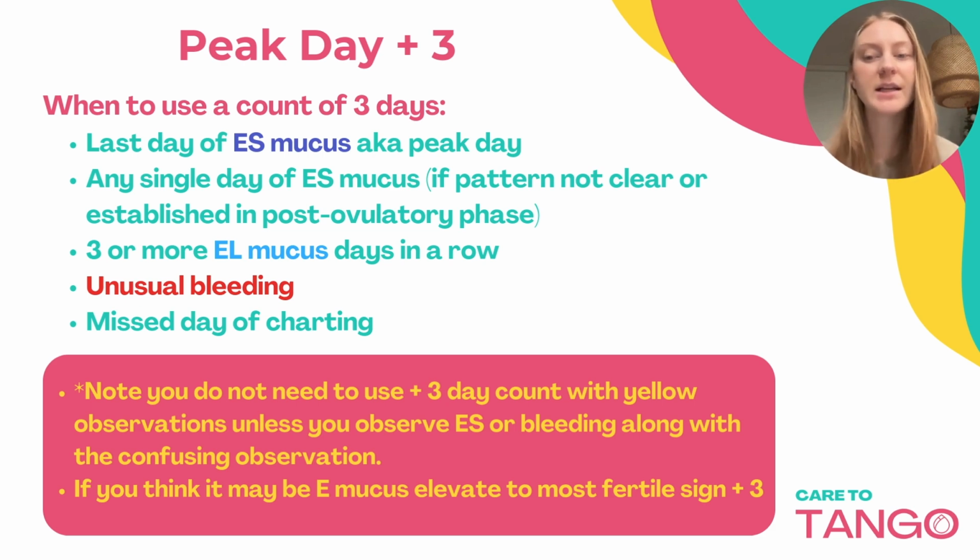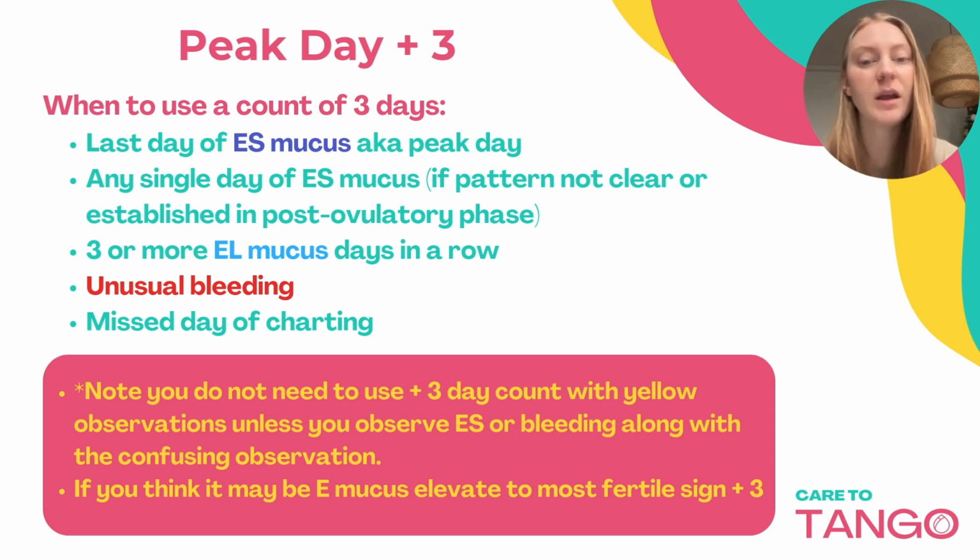Bleeding could represent insufficient or unstable estrogen or progesterone levels, causing the uterine lining to shed. Days of spotting are considered fertile until an ovulatory pattern has been established. So if you commonly have a day of spotting prior to your period and have confirmed ovulation, that would be okay. Note that you don't have to use the +3 day count with yellow observations unless you observe ES or bleeding along with that confusing observation.